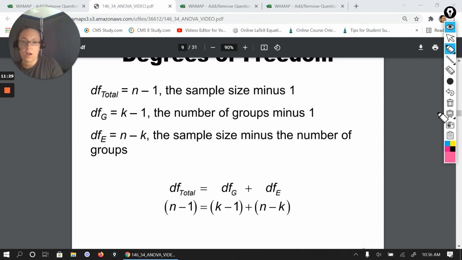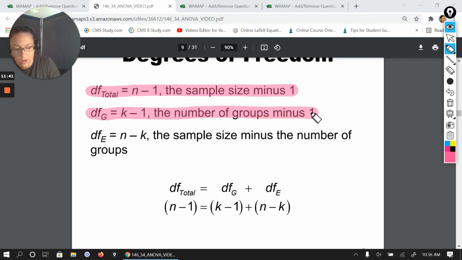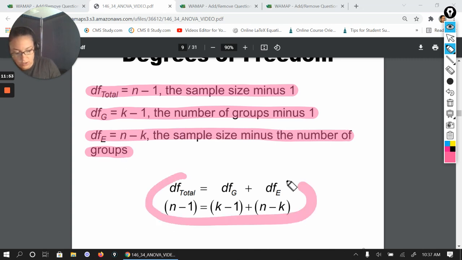So here are our different formulas for the degrees of freedom. The total degrees of freedom will be the sample size minus 1. The degrees of freedom for the groups will be the group number minus 1, so the number of groups minus 1. And the degrees of freedom for the error will be the sample size minus the number of groups. So the total is equal to the other two added up.